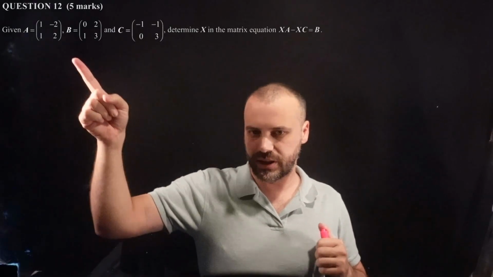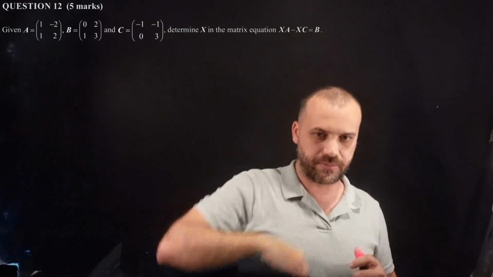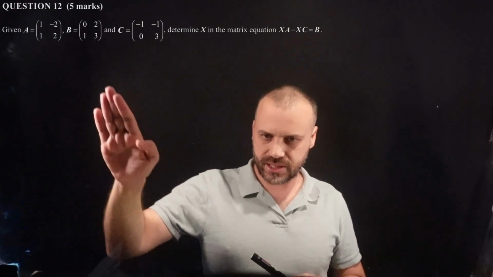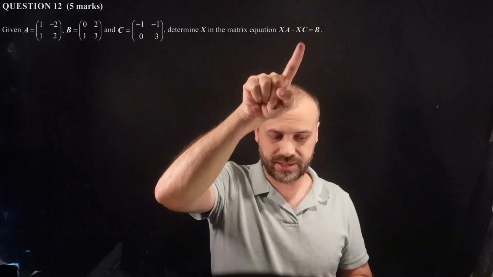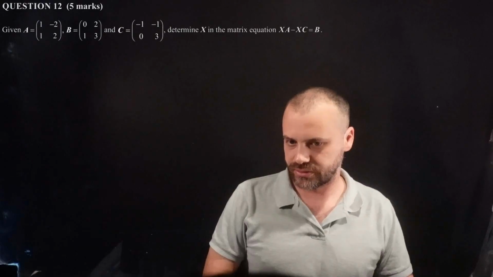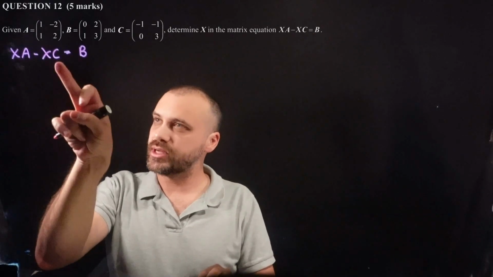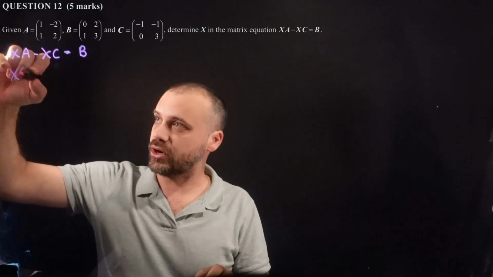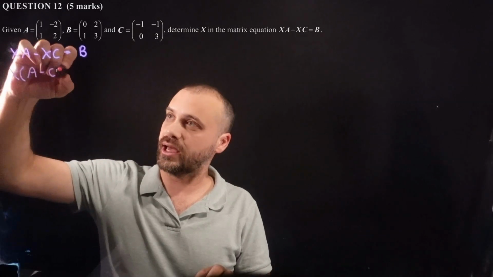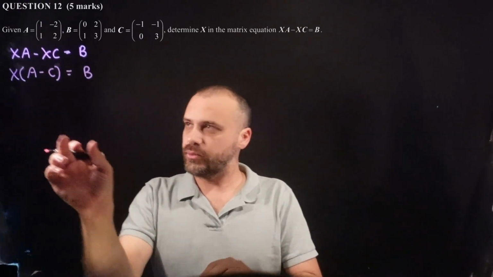Celebrate. So, nice little matrix question here. Given A equals this, B equals this, and C equals this, determine X in this matrix equation. So before we get stuck worrying about the actual matrices, we can just manipulate this to make X the subject. Alright, so I've got XA minus XC equals B. I can use something called the left distributive law, bring X outside of these brackets, and I get X times A minus C equals B.